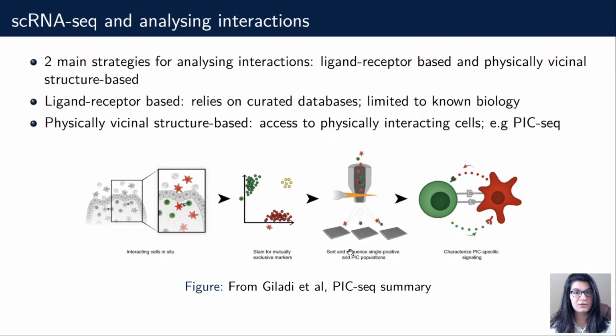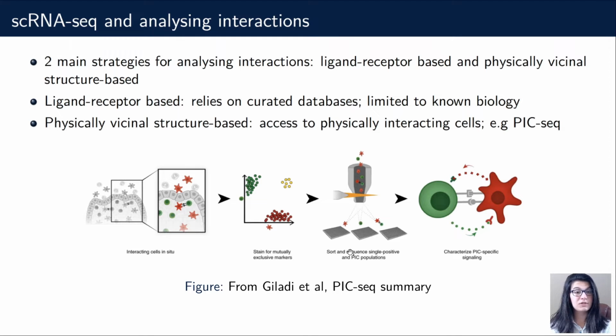To date, there are two main strategies for analyzing interactions. One relies on ligand and receptor databases. An example of such an approach is CellPhoneDB. While such strategies are very useful, they are limited to known biology, and curated resources of ligands and receptors exist predominantly for human data and mouse orthologs.